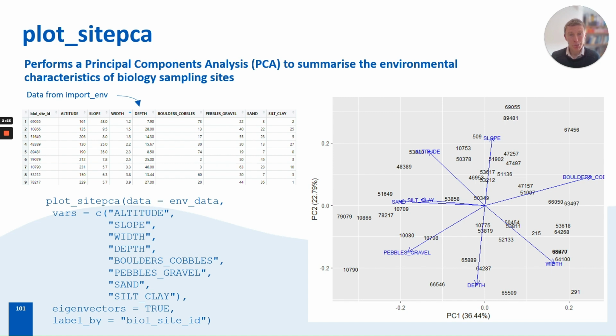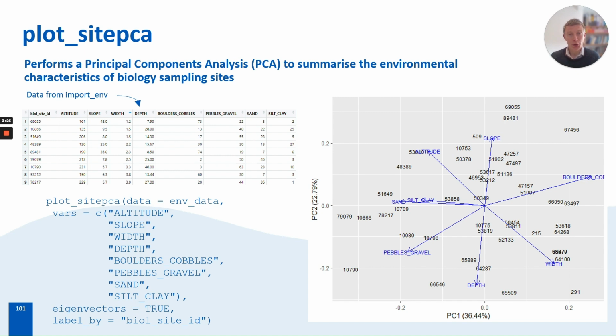The first principal component, as you can see at the bottom of the slide, explains 36% of the variation in those original 8 environmental variables, and the second axis explains around 23%. So together, the PCA has taken 8 variables and boiled them down to 2 variables, which represent together around 60% of the variation. This provides a nice straightforward way of summarising how these sites compare to each other in terms of their environmental characteristics.